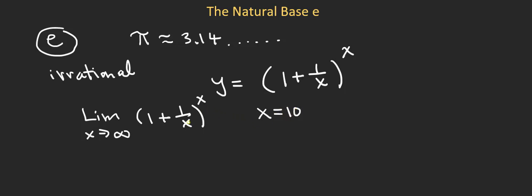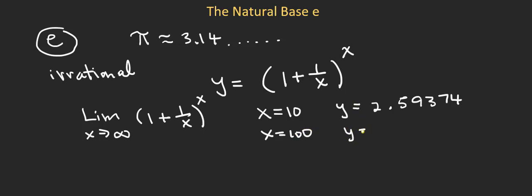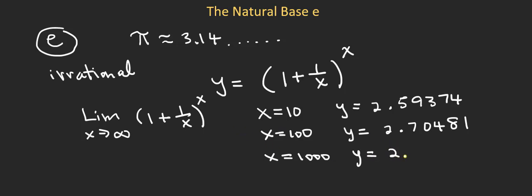So when x equals 10, you could use your calculator and plug in 10 for x. Your y value is going to be about 2.59374. And when x equals 100, your y value will be approximately 2.70481. What about when x equals 1000? Using your calculator, you'll find out that y is equal to 2.71692.